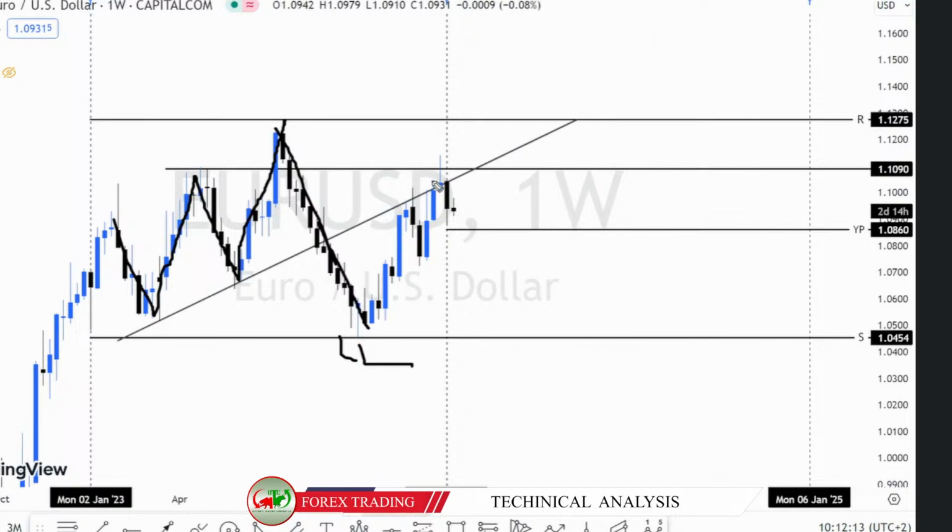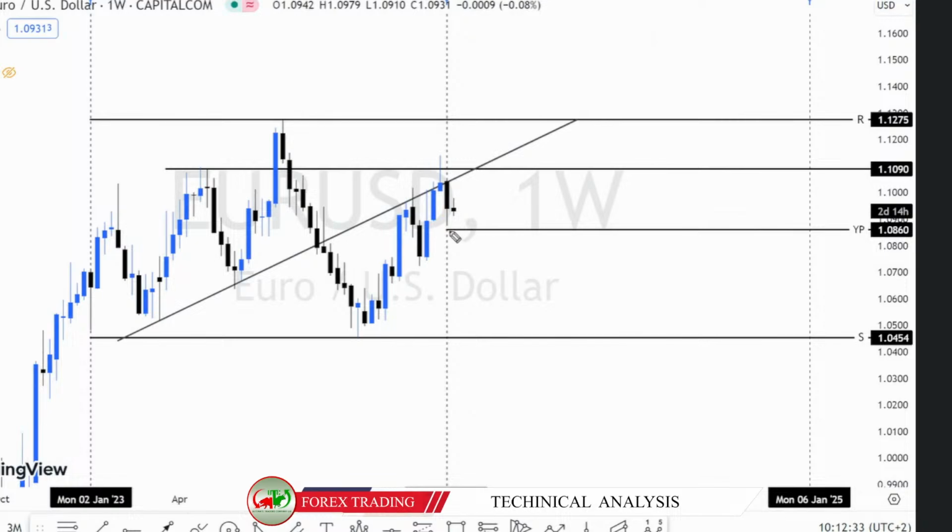Now it can act as a resistance, and you can see that we had a shooting star at this level, and of course it was this resistance where we have this force breakout. And last week, the first week of the year, we managed to make this bearish engulfing candlestick pattern here.